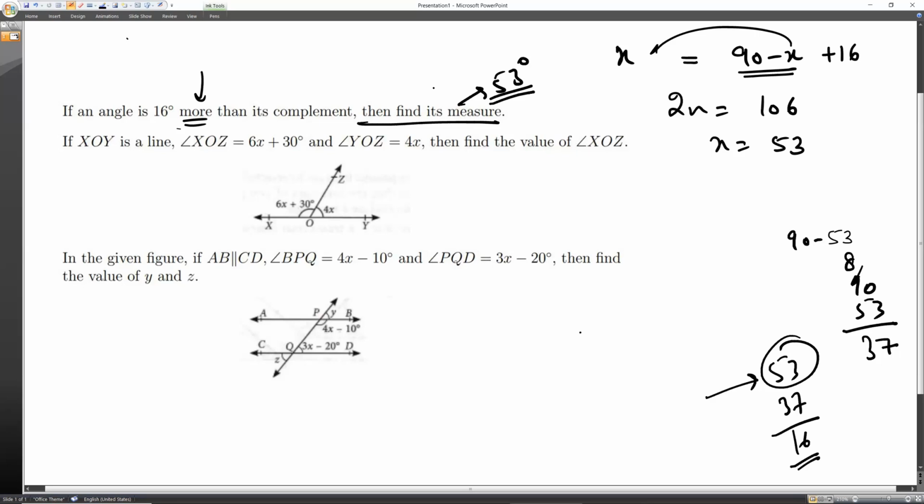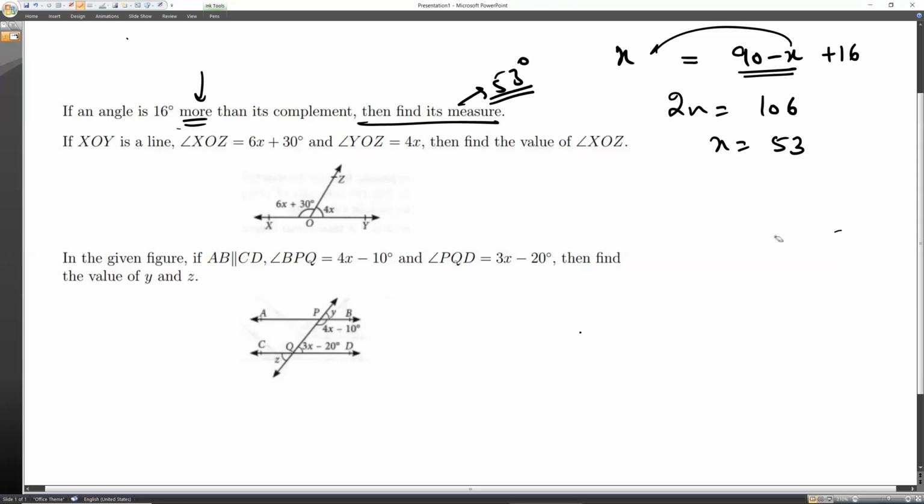Now you find out the next question, please. What's the answer for this question? Tell me, what's the answer for the next question?